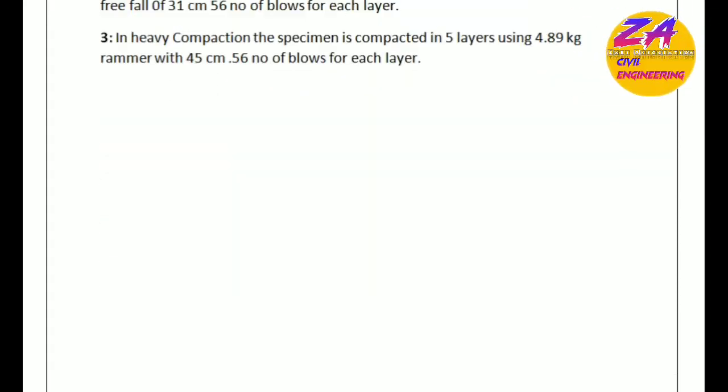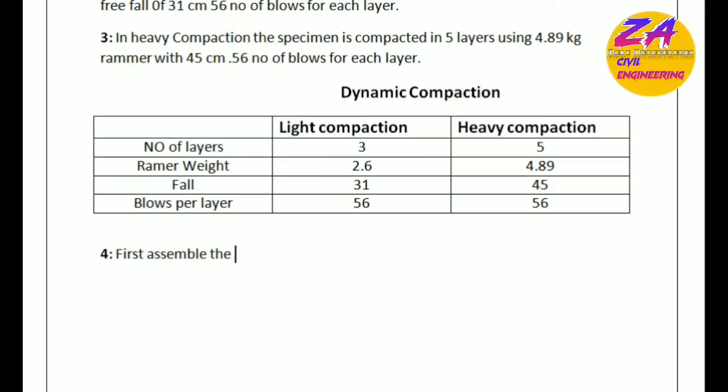And for dynamic compaction, this table shows on the screen the number of layers: light compaction 3 layers and heavy compaction 5 layers. For rammer weights, light compaction uses 2.6 kg and heavy compaction 4.89 kg, and the fall height is 31 cm for light compaction and 45 cm for heavy compaction.